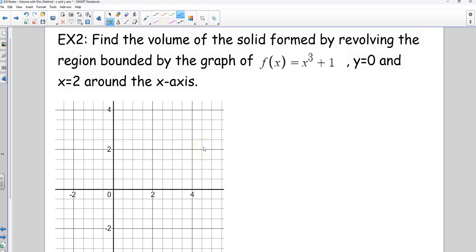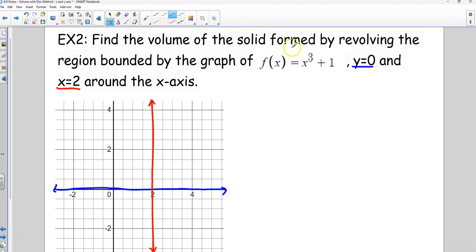Okay, this one we're going to have to graph. We're supposed to find the volume of the solid formed by revolving the region bounded by f of x equals x to the third plus 1, y equals 0, and x equals 2 around the x-axis. So let's graph this. I like to do my horizontal and vertical lines first. So y equals 0, what is that? X-axis. So that is the x-axis here. And then x equals 2 is a vertical line here.